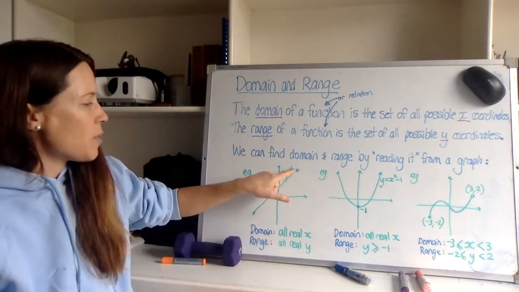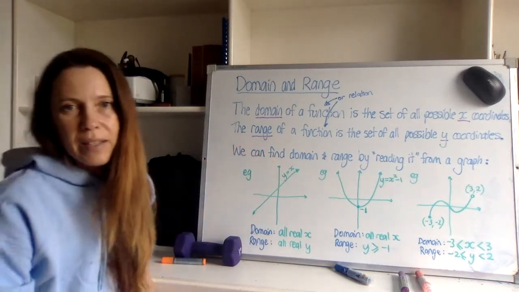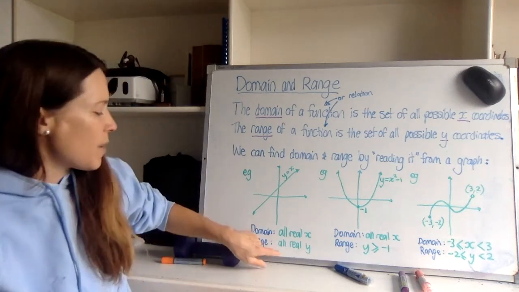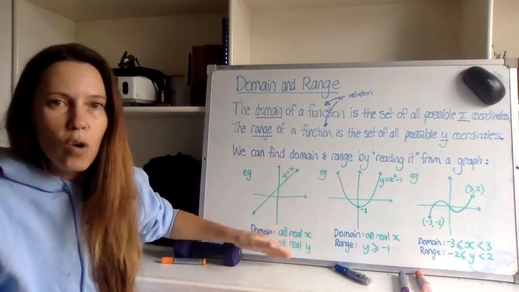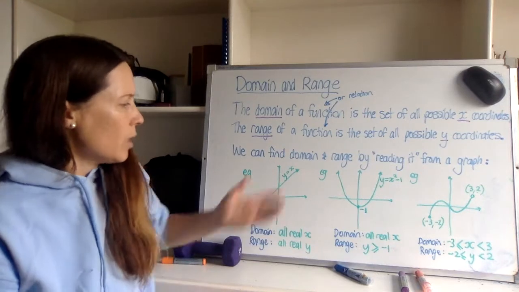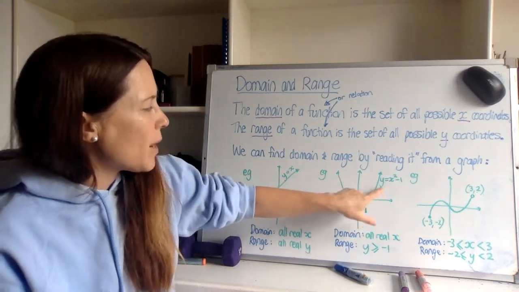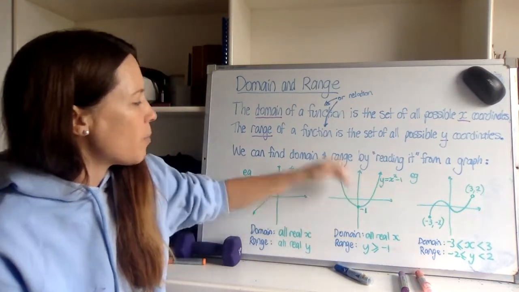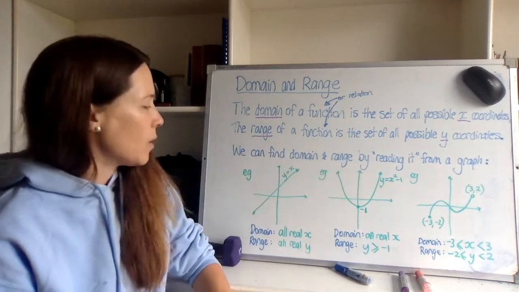Now, if x can be anything and it's equal to y, it makes sense that y can also be anything. And we write that mathematically by saying the range is all real y. For our parabola here, we've got the parabola y equals x squared minus 1. So that's just a basic parabola that's been shifted down 1 unit.